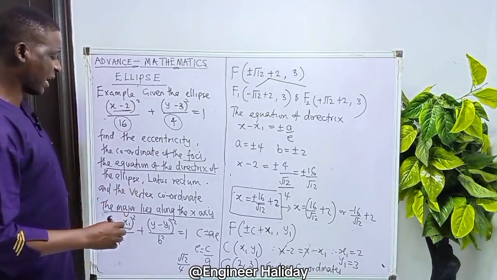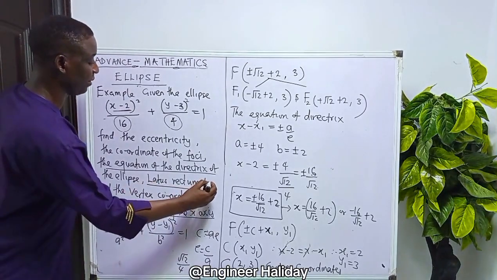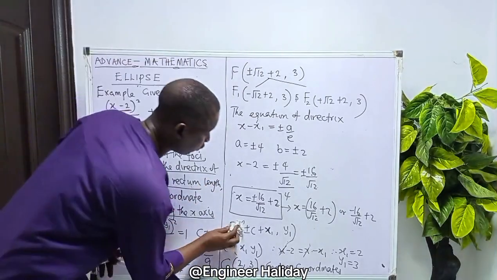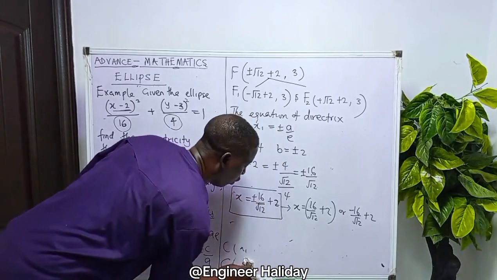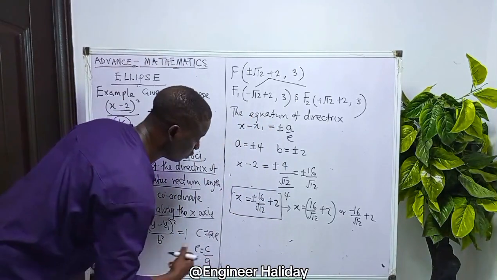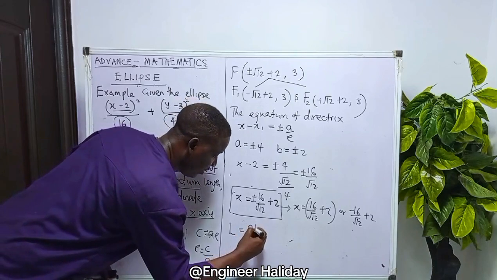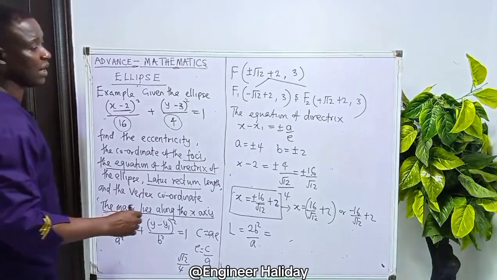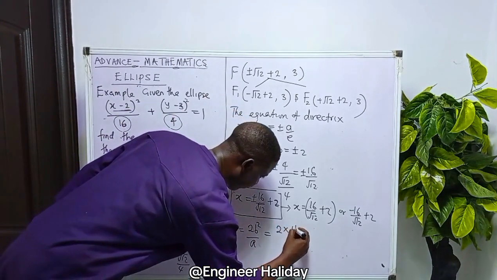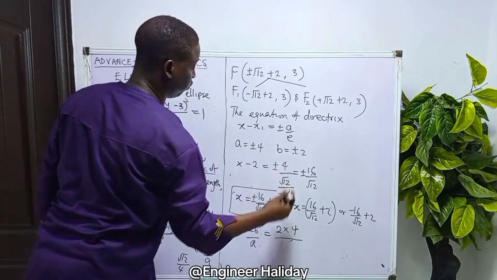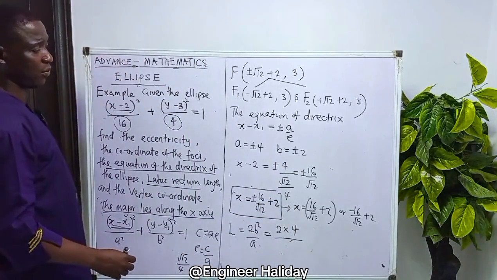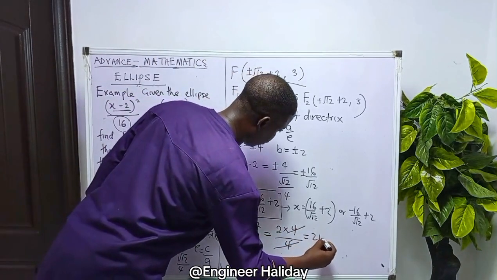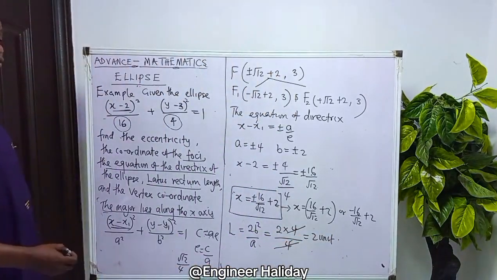What about the length of latus rectum? Now, how do you find the length of latus rectum? For us to find it, we use a very simple formula: the length of latus rectum is 2b squared over a. Now, b squared is 4. So 2 times 4, because b is 2, then divide by a. a is also 4. So this one will cancel this one. So it's 2 units. So our latus rectum is 2 units.